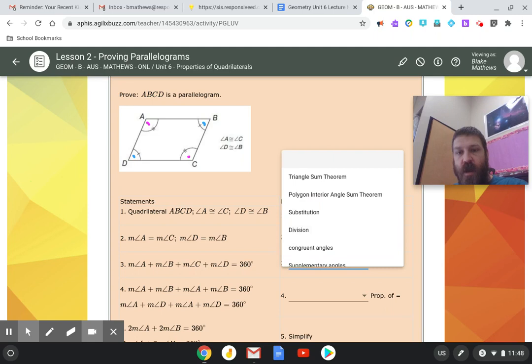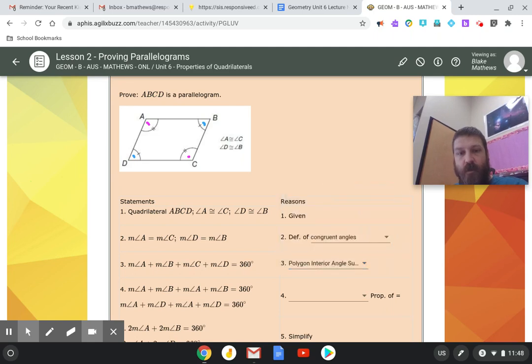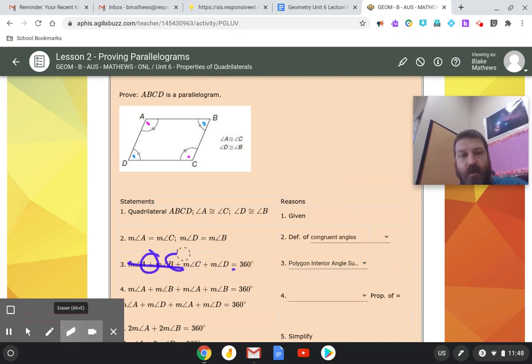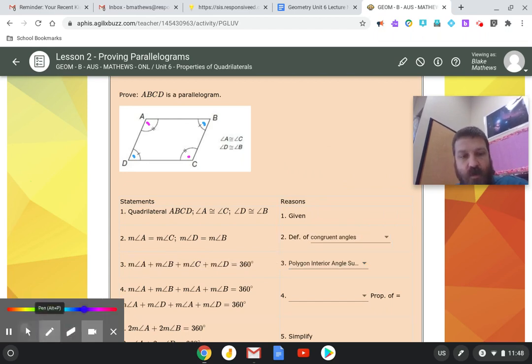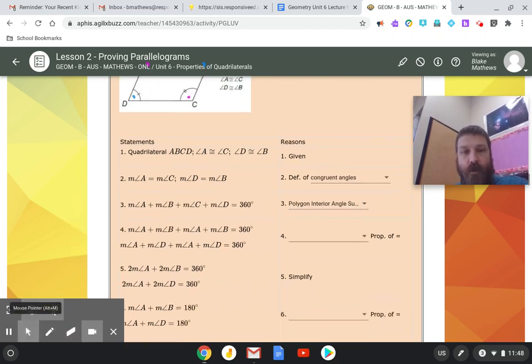Polygon interior angle sum. We added up the different angles. So that's kind of how we know that, because we're adding up the angles. And this theorem is what tells me that the answer is 360, the polygon interior angle sum. Again, that's coming from a previous unit that you may or may not have done. Now we look at the next one.